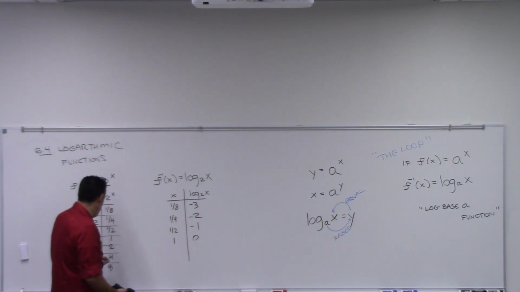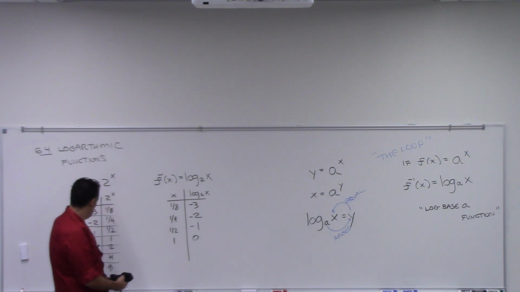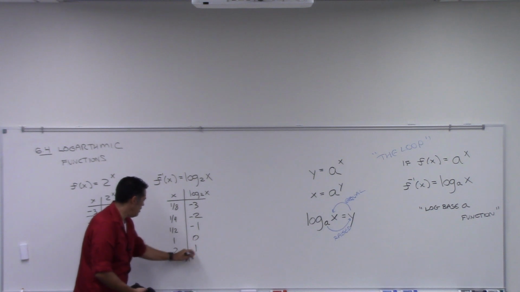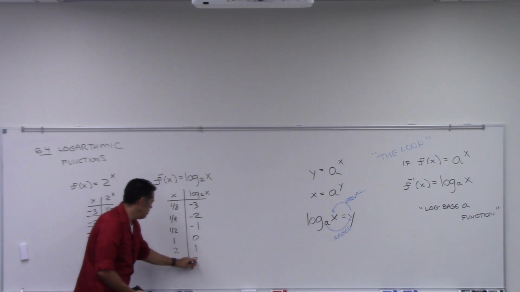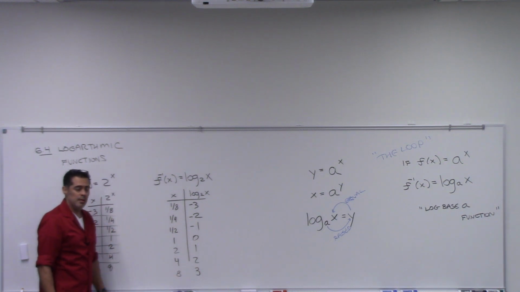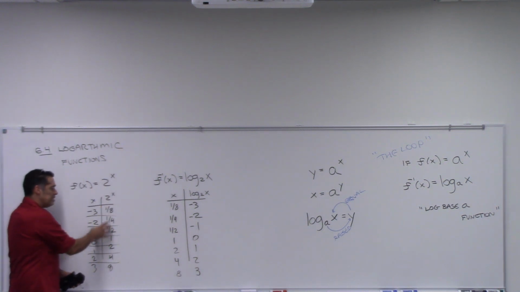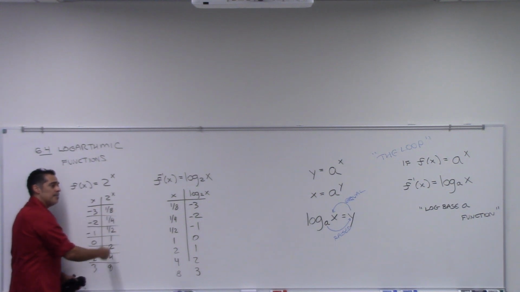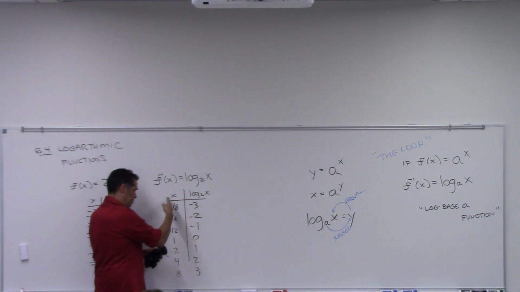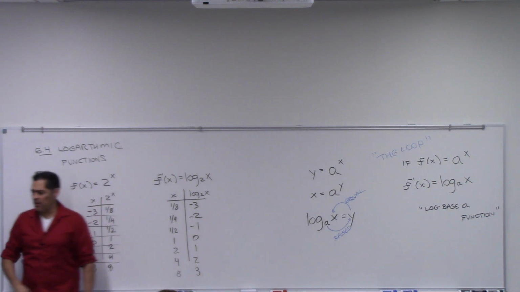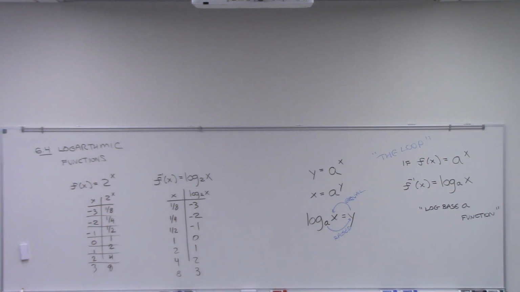So let's see, what would come next? What goes back to what now? 2 goes back to 1, 4 goes back to 2, and 8 goes back to 3, right? That's what happens. So these are points on my graph, x, y, right? The inverse function, it's reversed. This is my x, this is my y. Let's take a look at this. All right, I have a graph ready to go here. All right, there it is. Hopefully you can see that.